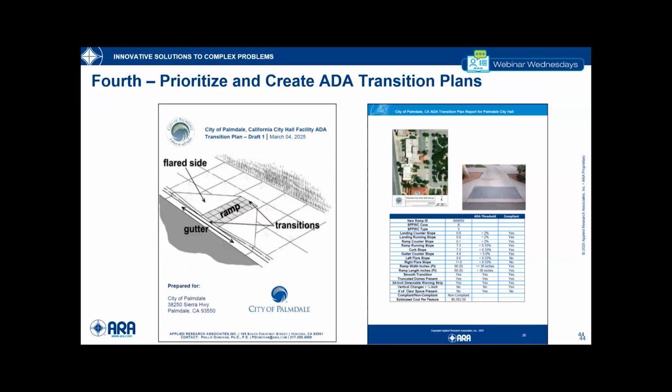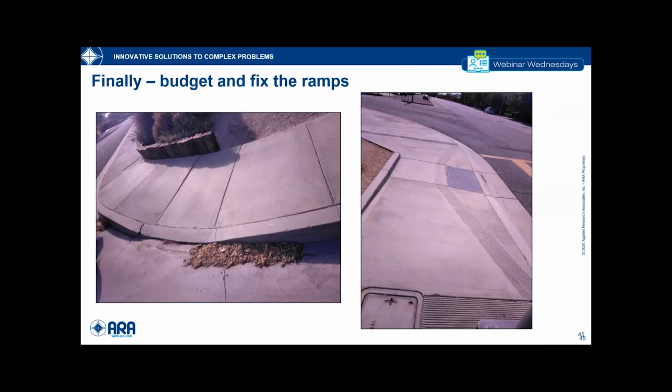So the last thing you do is you take all that information and you budget and fix the ramps that can be fixed. And, you know, again, if you have technical infeasibility, then don't spend money on a ramp that can never be compliant because of the existing grades or the space limitations. Like for this ramp on the left here, there's a space limitation for a landing at the top. So in this case, you would only be able to put a landing down at the bottom, and then have flares going up, ramps going up on either side that meet the PROWAG requirement.